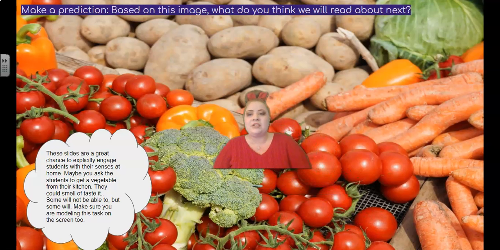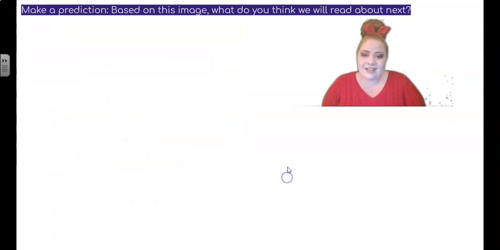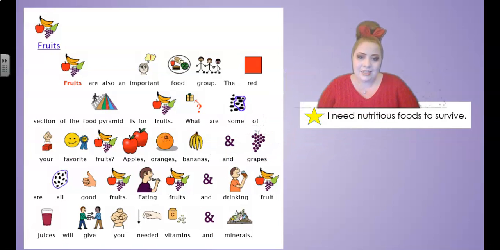All right, here's another prediction slide. They're kind of just throughout, a great chance to engage. Some more content, prediction, content.